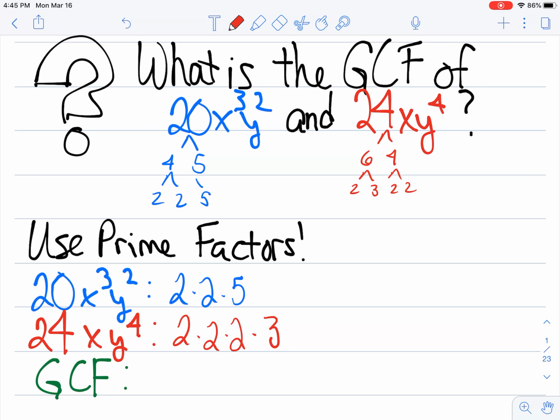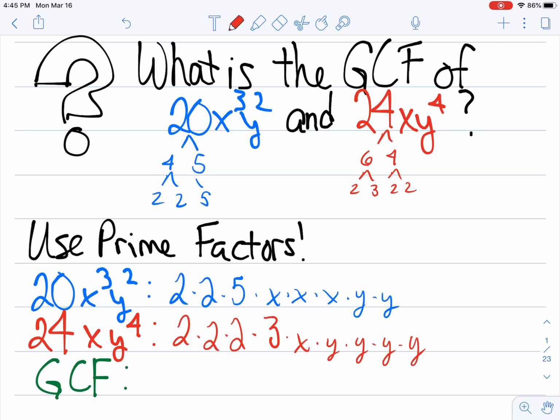Now, to take care of the variables, all we're going to do is expand those out. We talked about expansion a lot in the exponents unit. All we're going to do is write x times x times x for x cubed for the first term, and then times y times y for the y squared. And then for the second term, we have 1x, so we're going to multiply that by an x. And then we're going to multiply by 4y, so y times y times y times y.